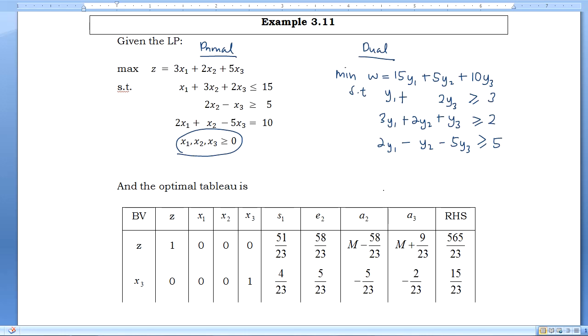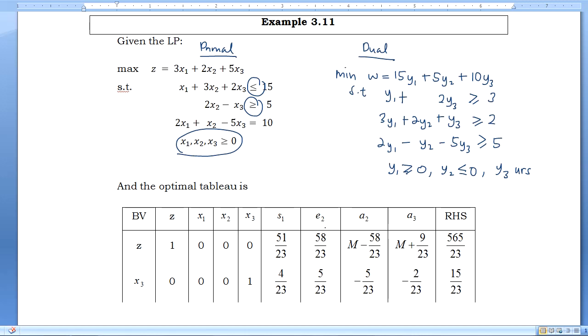Now, let's write the sign of y1, y2, and y3. For y1, let's refer to the sign of the first constraint. The sign of the first constraint is less than or equal to. This is the sign for a normal maximum problem. Therefore, this variable is a normal variable. y2 is not normal because the sign of the second constraint is greater than or equal to. And the last one, y3, is URS.